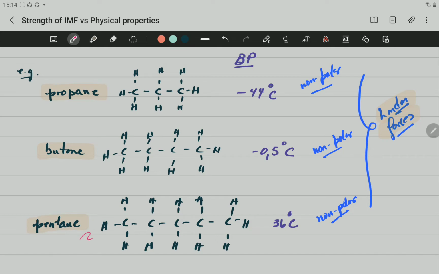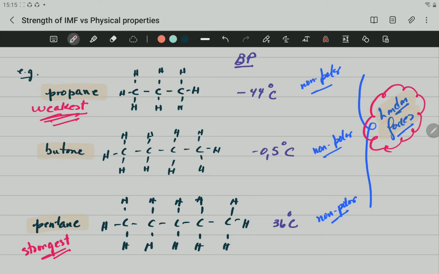So we can see here that pentane has the strongest intermolecular forces of this group, and propane has the weakest. The weakest intermolecular force in this group. What type of intermolecular force? London force. You have to be specific.